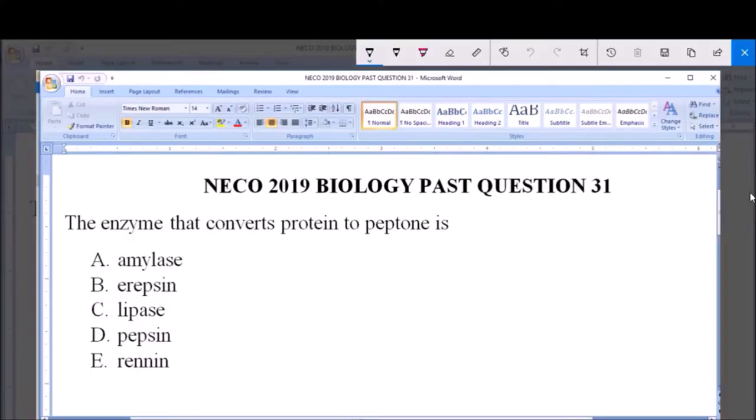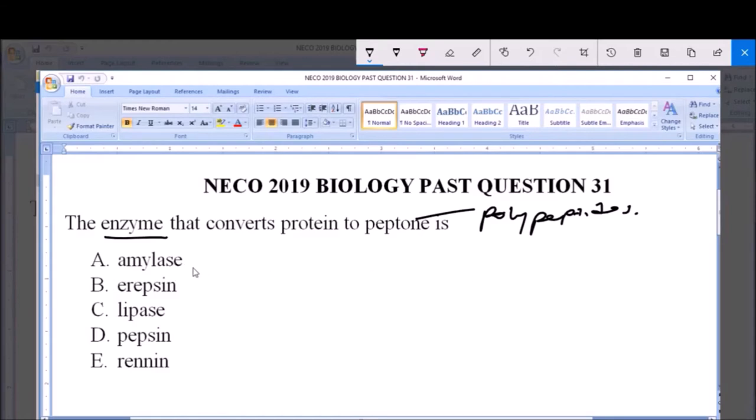I will be answering NECO 2019 biology past question 31. The enzyme that converts protein to peptone is A. Amylase, B. Erepsin, C. Lipase, D. Pepsin, and E. Renin. So we are asked for the enzyme that converts protein to peptone. Now these peptones are polypeptides. Like we know, enzymes are organic catalysts that help to speed up metabolic processes in the body.